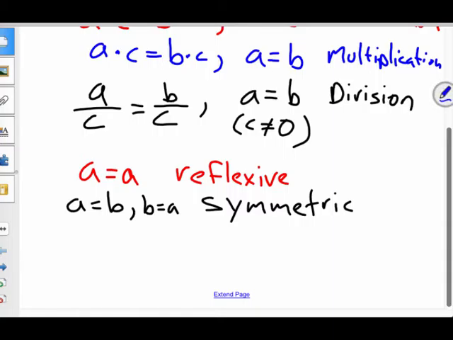And then this one might look familiar. If A is equal to B and B is equal to C, then we can assume that A is equal to C, right? So that's kind of like cutting out the middleman, right? That's like a syllogism. And that property we would call transitive.